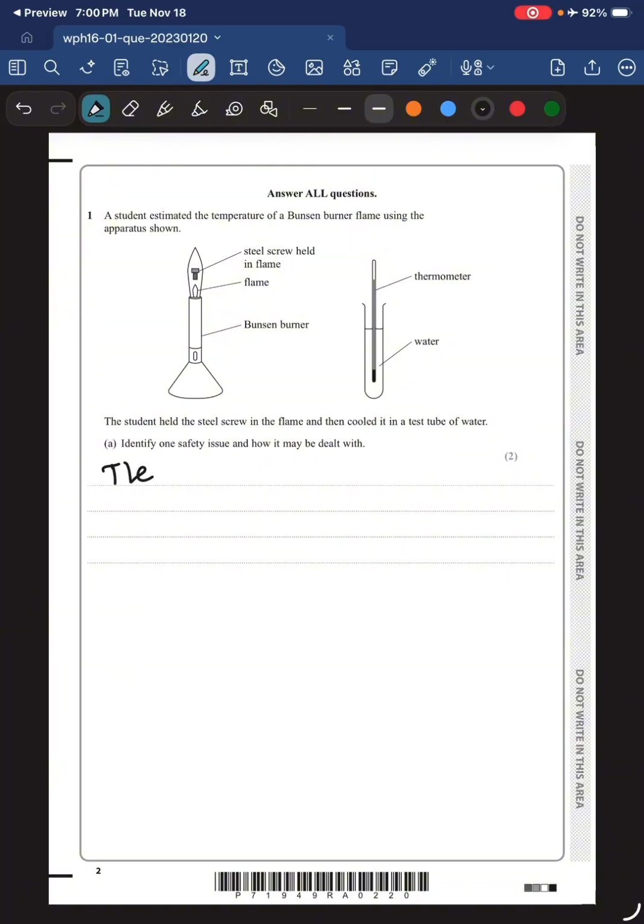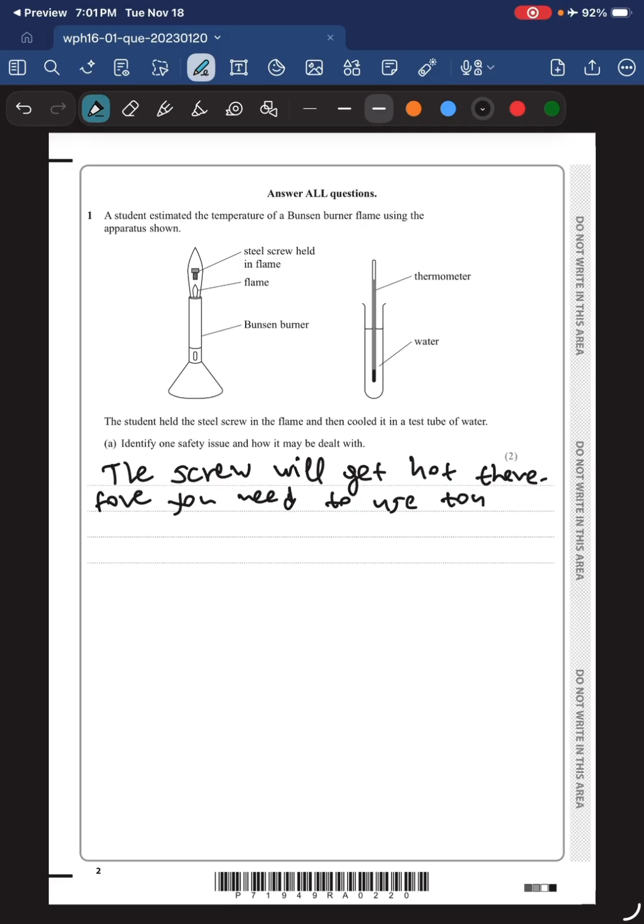Okay, so the screw will get hot, obviously. Therefore, you need to use tongs to avoid burning your skin. Or hands, okay? I mean, obviously you cannot touch that thing or put it in the flame. So you need something to hold it, okay? So that's part A.